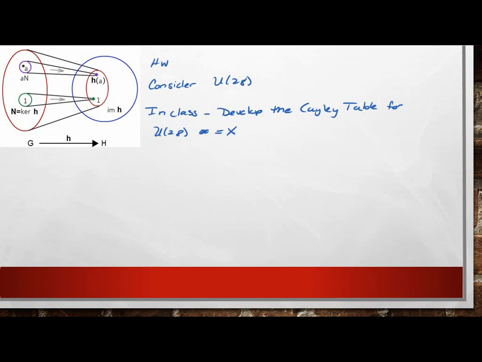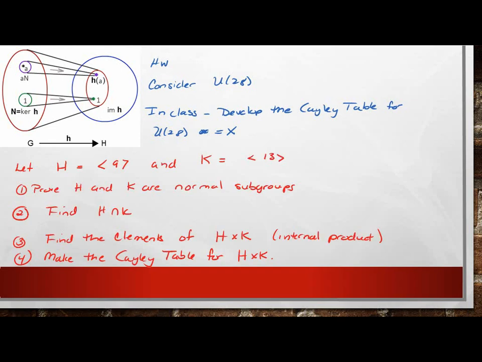So for homework, which I will quiz on after the spring break. I'm around during spring break, so it's not like I'm gone, so you can ask questions. Consider U28. In class, I wanted you to develop the Cayley table for U28. Don't feel like that's an onerous task, because right now in class you can make that table, make sure you have it right. It's not that bad because you're only looking at those elements that are relatively prime to 28, and you're multiplying. It's not like you're doing something with quaternions.